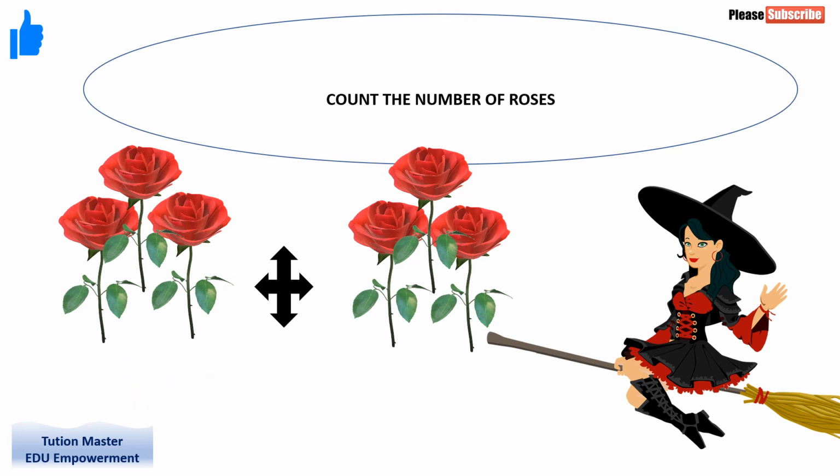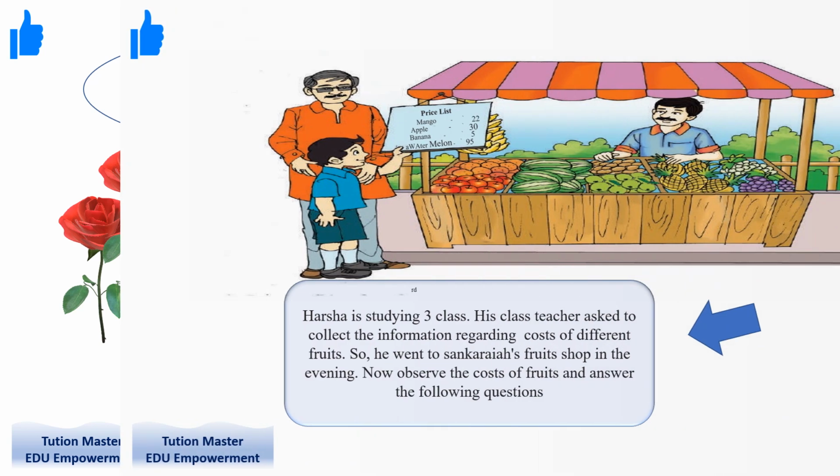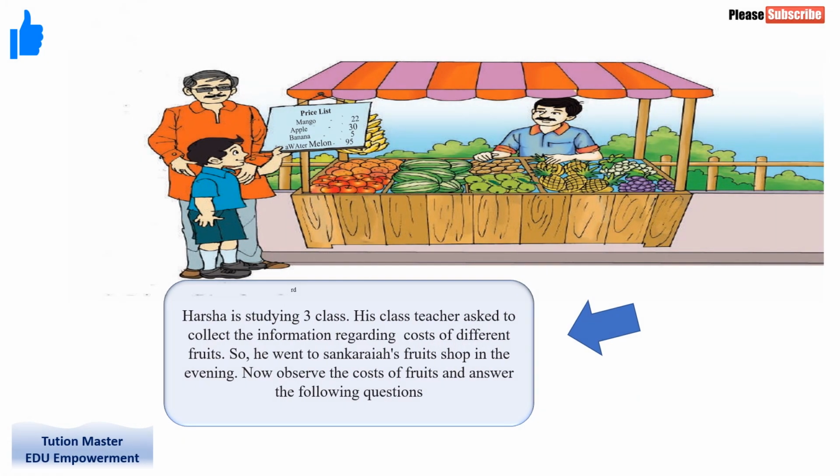So going into the next one. So here is an interesting story. A small story is over here. If you see, Harsha is studying in 3rd class. Which class is Harsha studying in? He is studying in 3rd class. His teacher asked him to collect some information regarding the cost of different fruits.